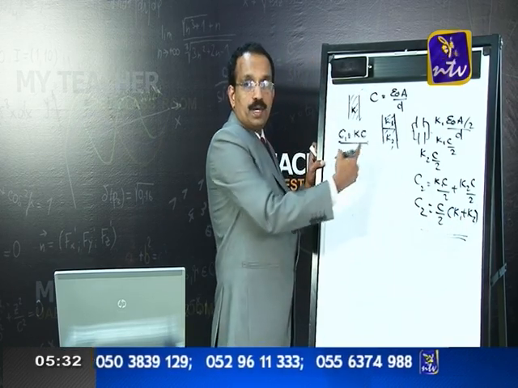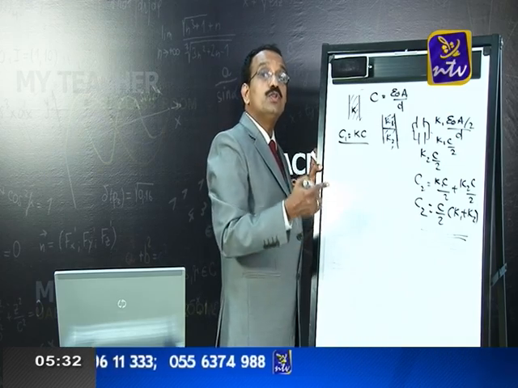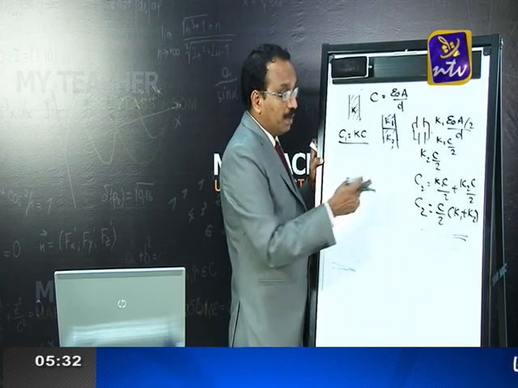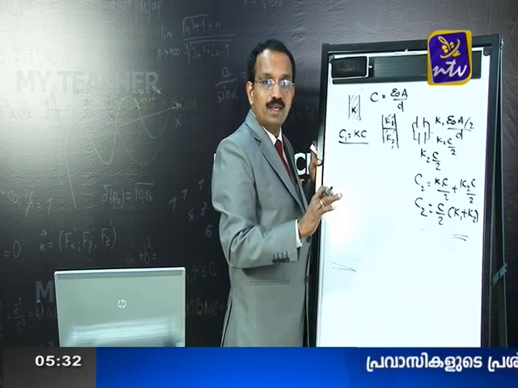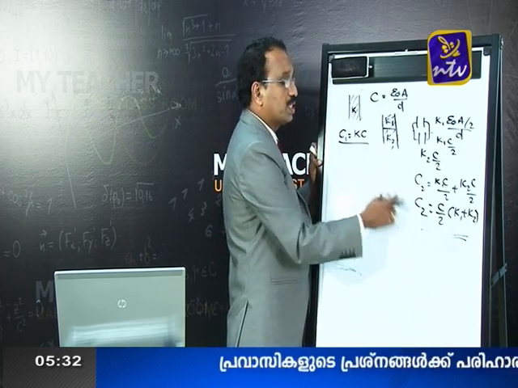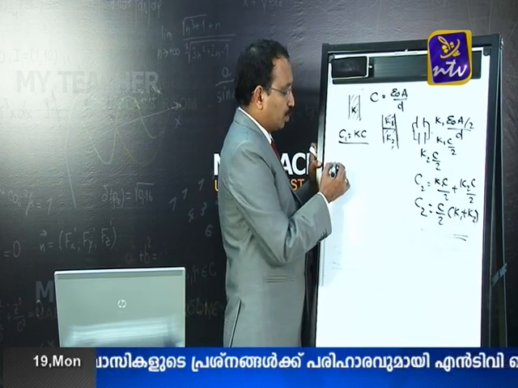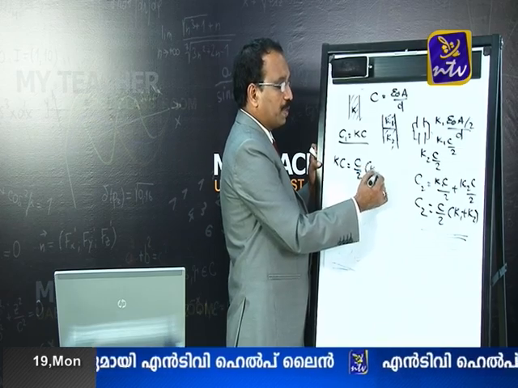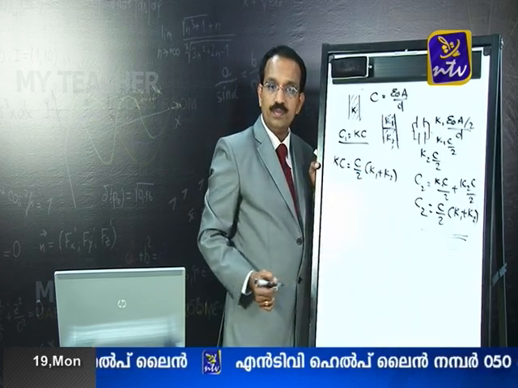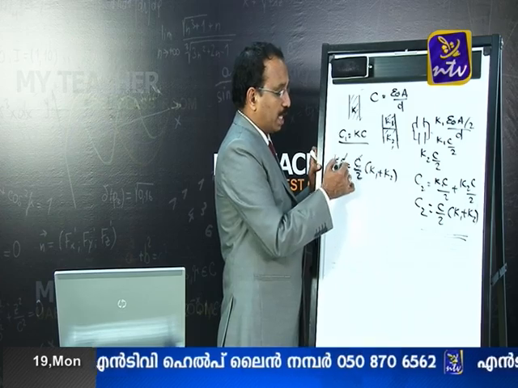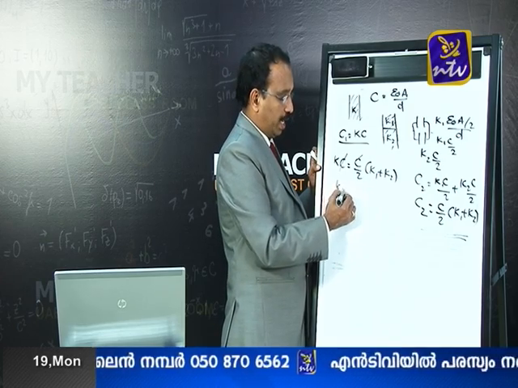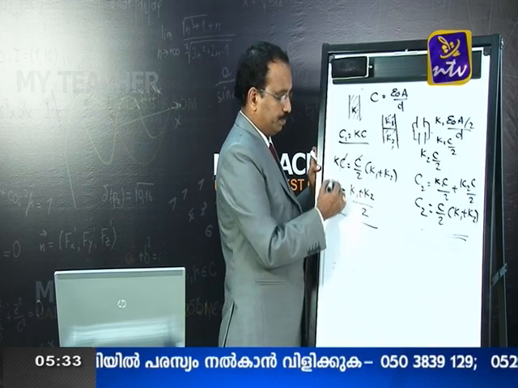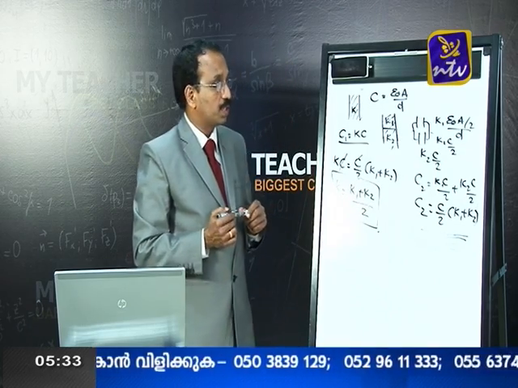This is the capacitance in this setup. Now, what else is given? The two capacitors still have the same capacitance. It means you just equate these two: C1 is equal to C2. So Kc is equal to C by 2 into K1 plus K2. C cancels, so what you get is K equals K1 plus K2 by 2.